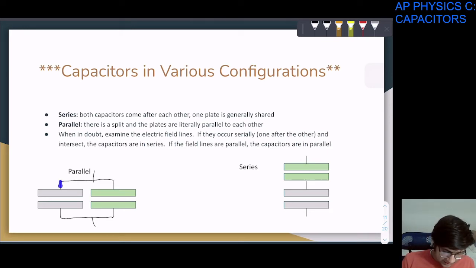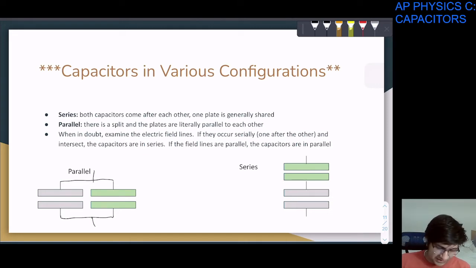Like you see here, there's a path where it only goes through one, and there's a path where it only goes through the other. They're both in parallel. Versus here, there's only one path, and the only path intersects both capacitors. So that's how you can quickly tell if it's in series or in parallel.